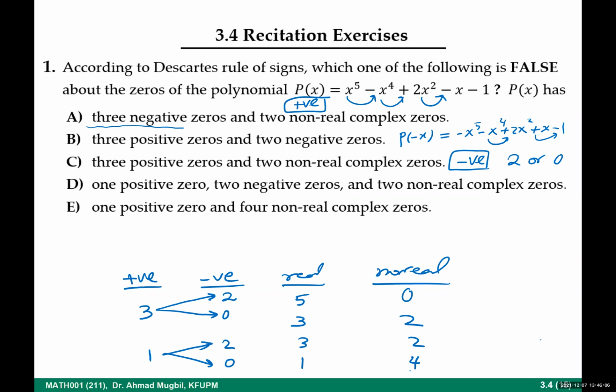You can now answer any question. We were lucky here because this is the first one, but it might be the last one, so you need to go over all of them. This is possible, 3 positive possible. 1 positive is possible. But 3 negative, not possible. False.